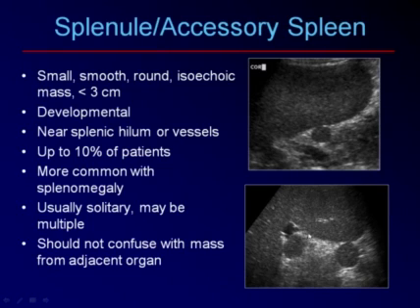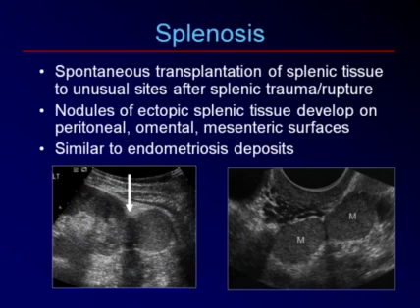Around the spleen, you will see small isoechoic nodules. These are quite common. They're usually small, less than 3 centimeters in diameter. They are accessory little spleens. They're developmental. They have their blood supply coming from the splenic artery. You can see them in up to 10% of patients. They're more common when the spleen is enlarged. They're usually solitary, but they may be multiple. But importantly, they should not be confused with lymphadenopathy and should not be confused with masses from adjacent organs like an exophytic renal mass. So you have to be aware of this.